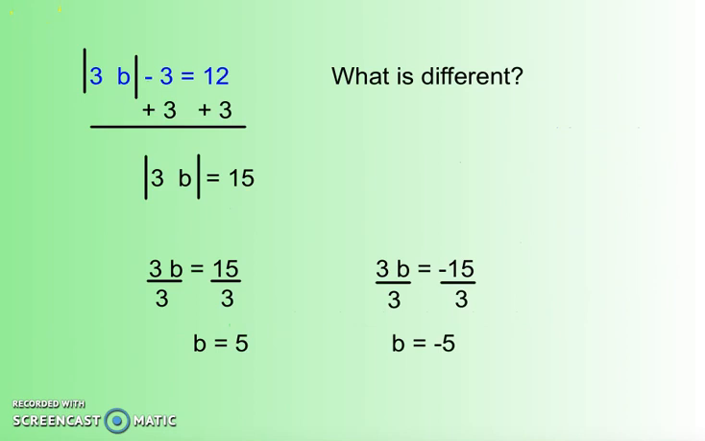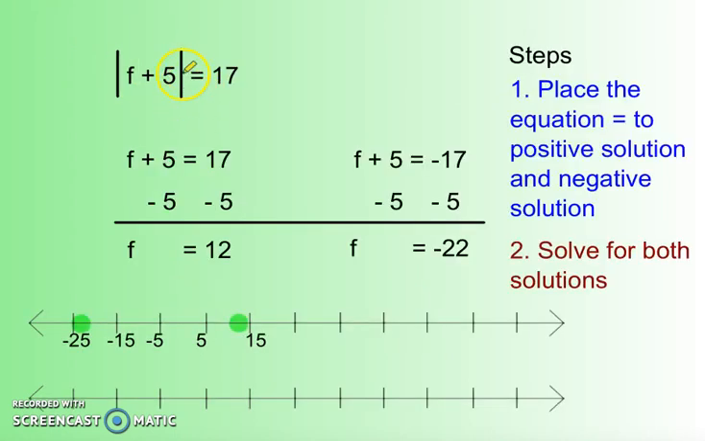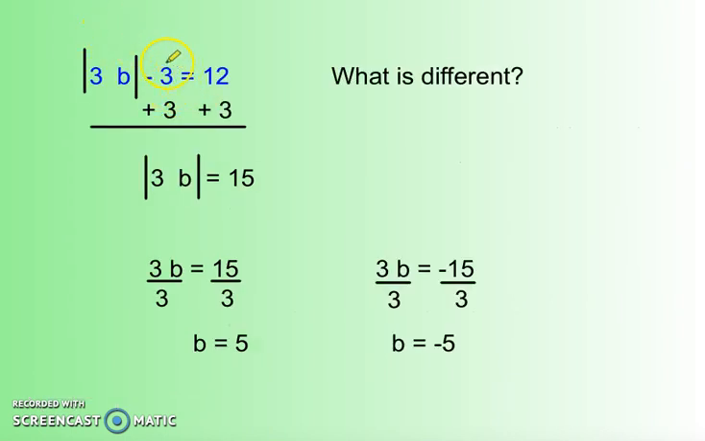Now, what's different about this one? Yes, those of you that said, well, there's a number on the outside of the absolute value. We did not have that on the last problem. If you look at the last problem, there was no number on the outside of the absolute value on the left side. And so that's what's different here. We have minus 3, and because we have the minus 3, look what happens to it. How did we get the 15? Yes. We got rid of the minus 3 by doing the inverse. So we added 3, we got it over to the other side, so now we have 15.